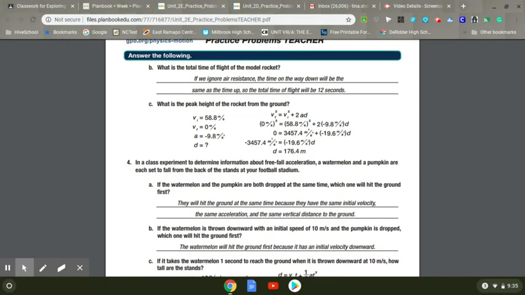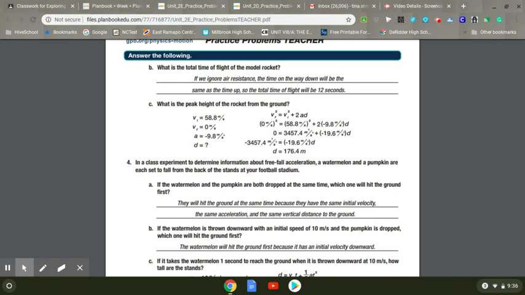B says, what is the total time of flight of the model rocket? If we ignore air resistance, the time on the way down will be the same as the time up, so the total time of flight will be 12 seconds. And what is the peak height of the rocket from the ground? So you would have your final velocity squared equals your initial velocity squared plus 2 times your acceleration times your distance. And so then when you solve for distance on that one, you would get 176.4 meters.